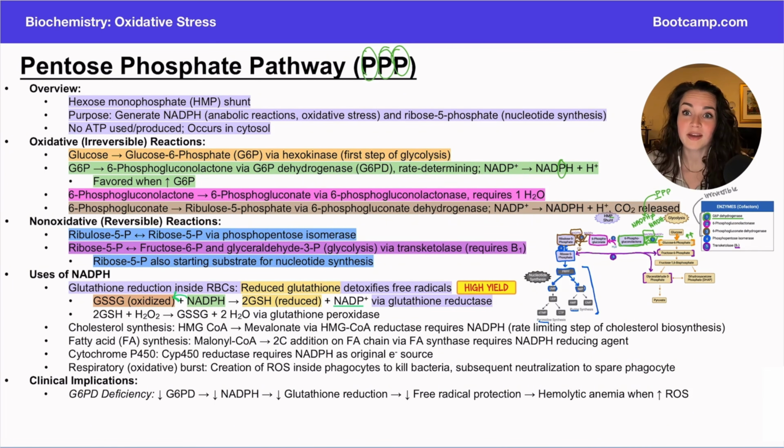The reason that we want to make this reduced glutathione, this GSH, is because when combined with hydrogen peroxide, we'll turn that hydrogen peroxide into just plain old water, which is not toxic and not a free radical.